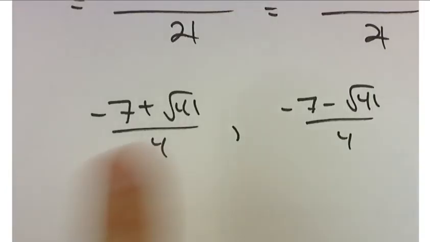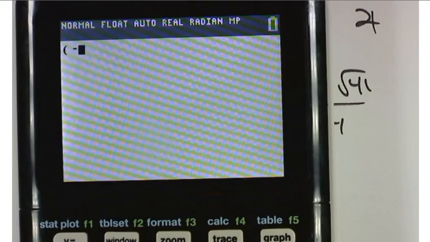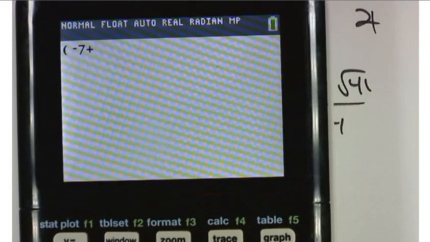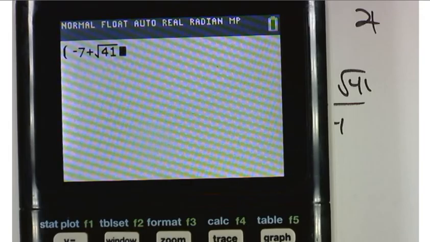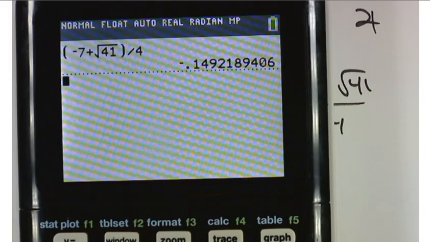We're going to calculate the numerator. So I'll put parentheses, negative 7 plus the square root of 41. Now you need to close off the numerator and then divide it by 4. Are you able to get about negative 0.149? Let's get the other root. Now we're going to be clever about getting the other root, because we've already typed this in.